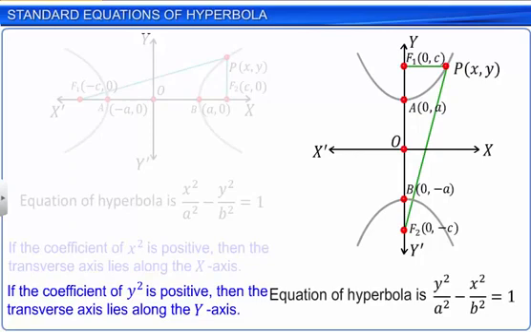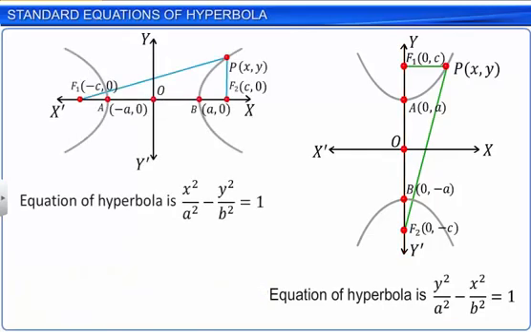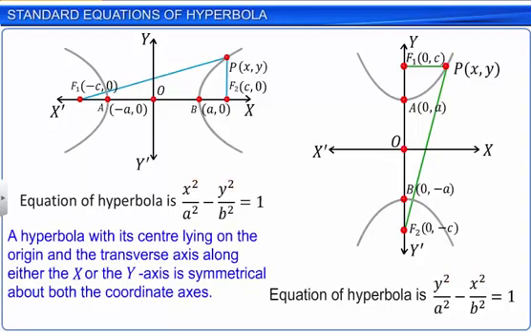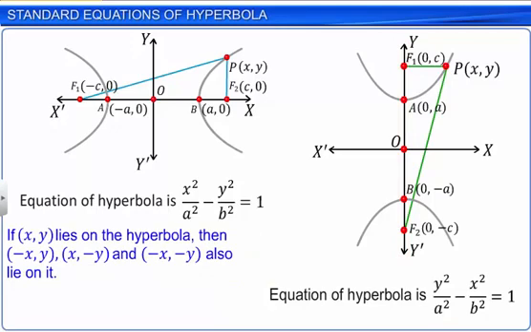Note that both the standard equations of a hyperbola contain even powers of x and y. Therefore, a hyperbola with its center at the origin and the transverse axis along either the x or the y-axis is symmetrical about both the coordinate axes. What this means is that if a point P(x, y) lies on the hyperbola, then points (-x, y), (x, -y), and (-x, -y) also lie on the hyperbola.